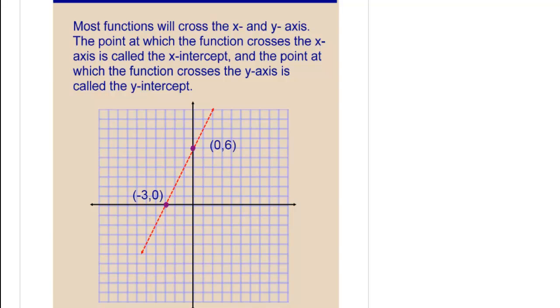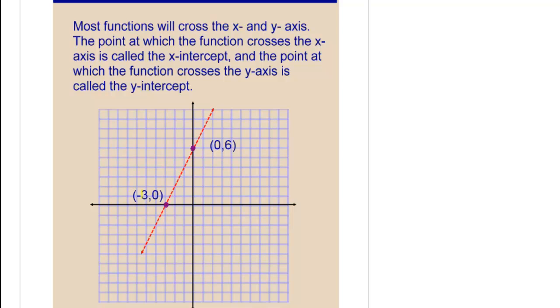We are now going to talk about graphing using X and Y intercepts. So most functions or equations are going to cross both the x-axis and the y-axis. Not all of them, but a lot of them. The point at which the function crosses the x-axis is called the x-intercept.